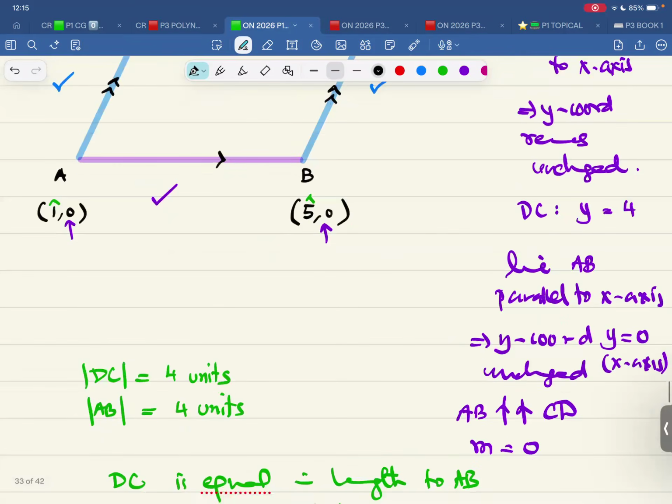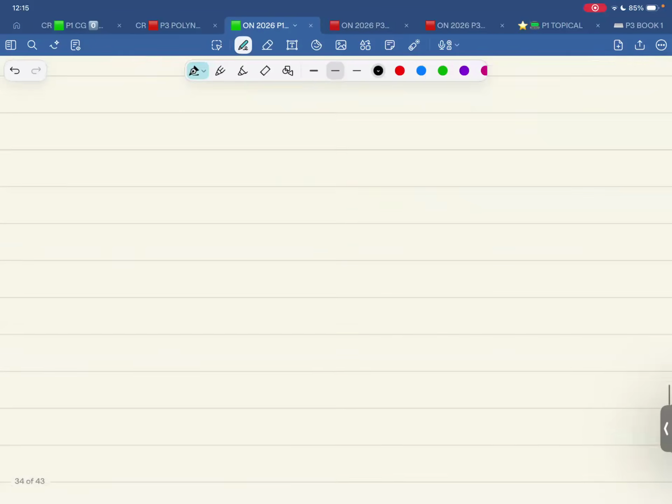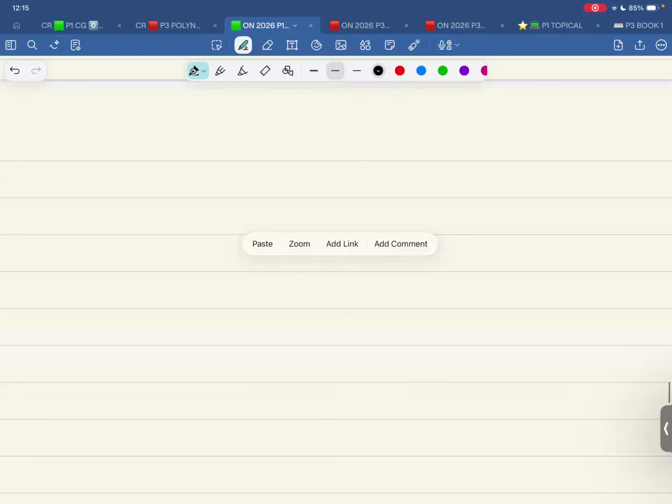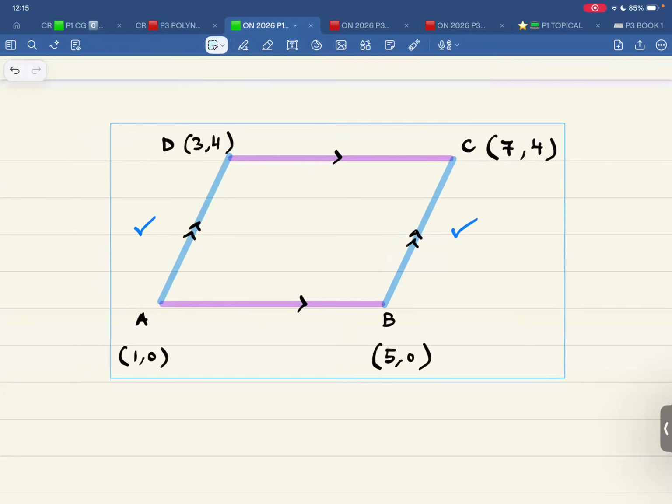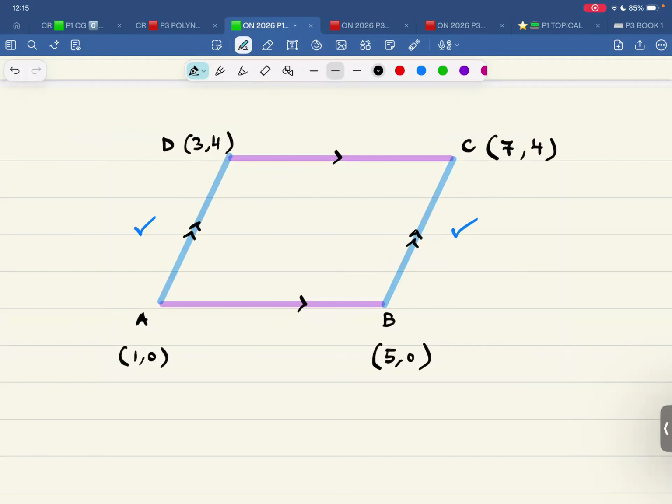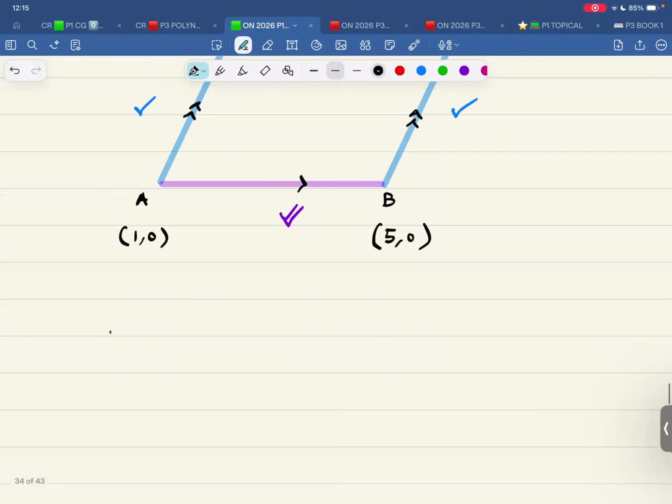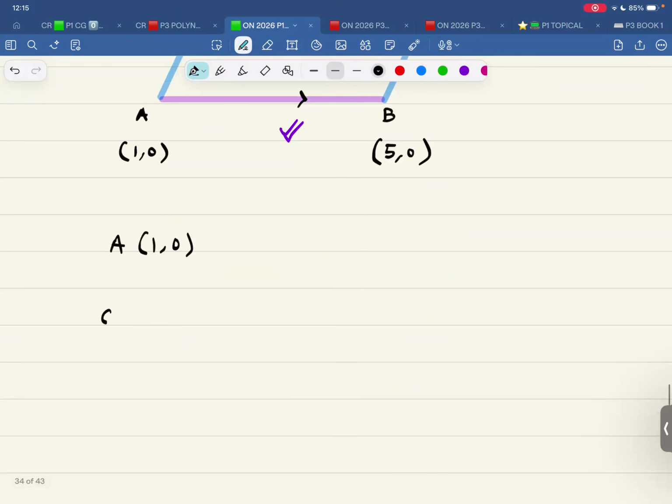Now, let me take this figure again and let me do one more thing. These two are parallel. These two are parallel. Let me do one thing. Let me take A and C. So A is 1, 0. C is 7, 4.